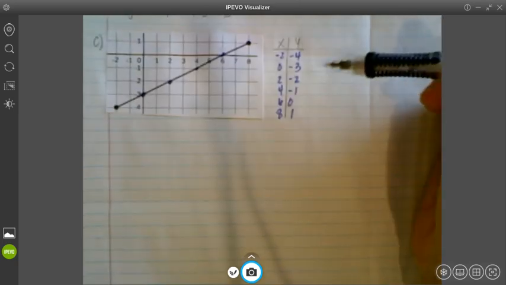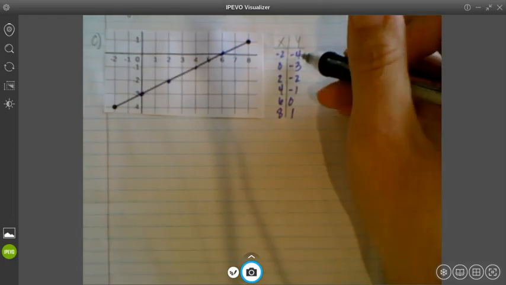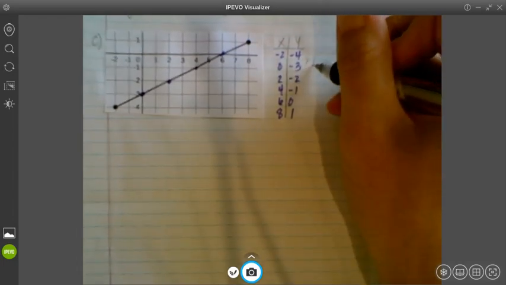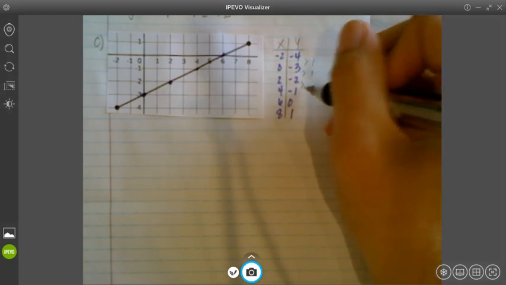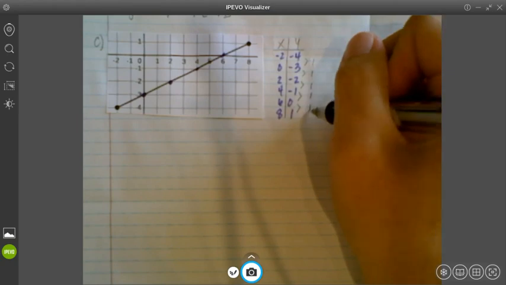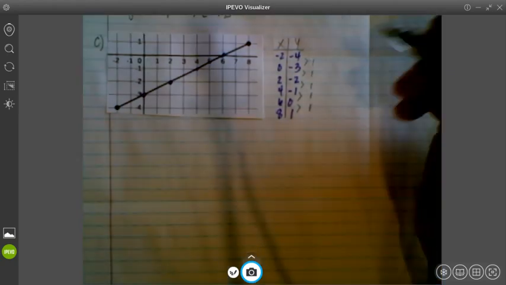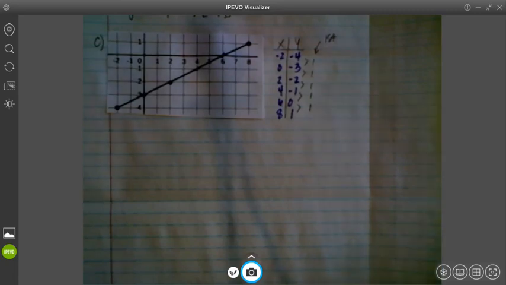Now, once we have our data, we want to check our differences. So the difference between -4 and -3 is 1. Between -3 and -2 is 1. Between -2 and -1 is 1. -1 and 0 is 1, and 0 and 1 is 1. This is our first difference. Therefore, we have a linear function.